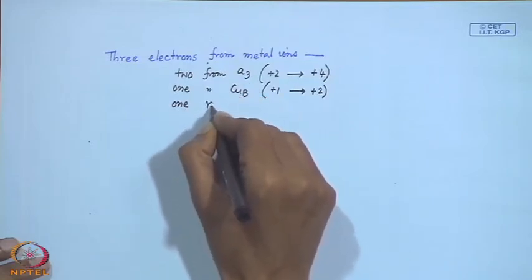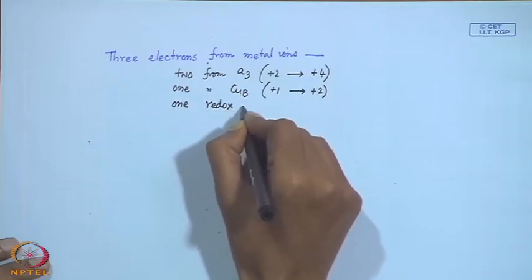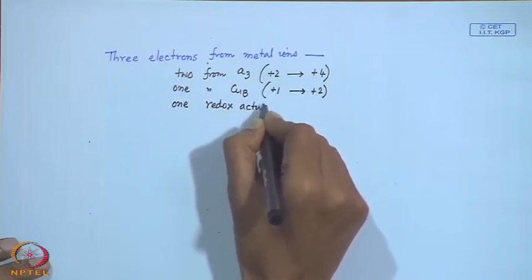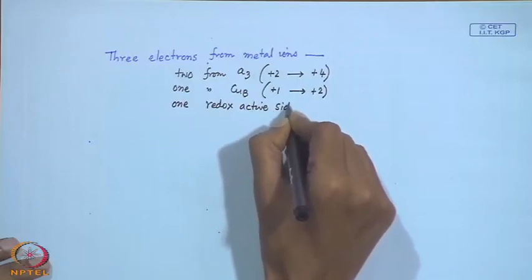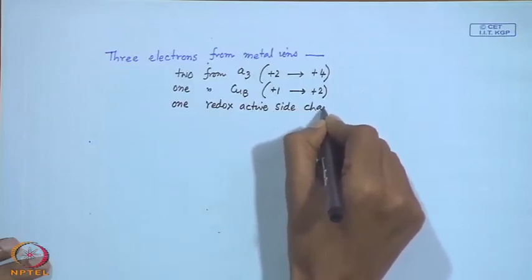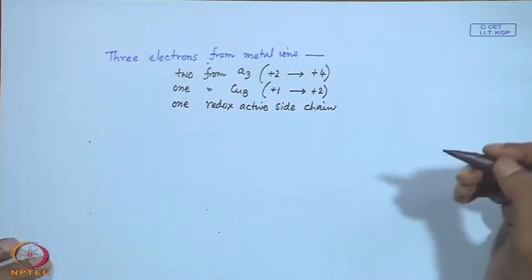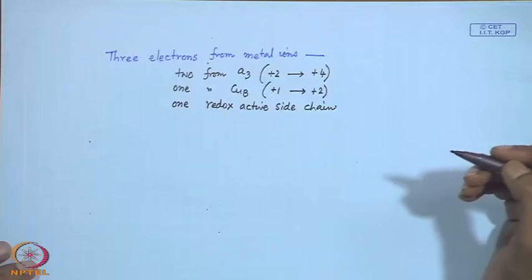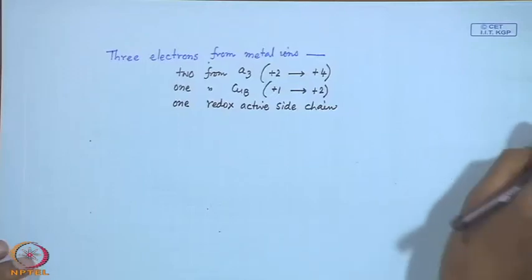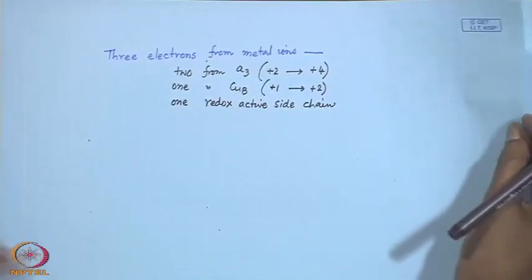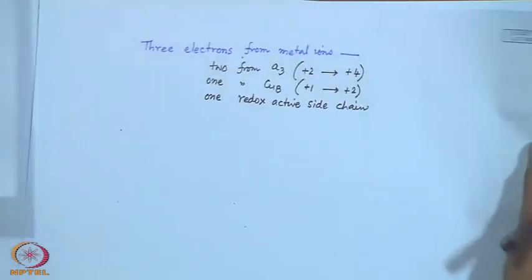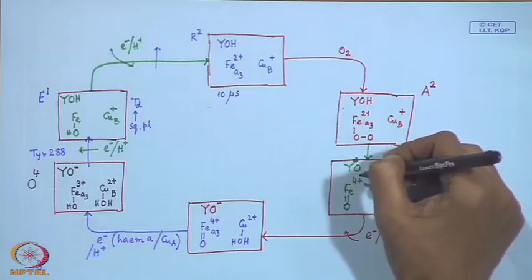is from the redox active side chain, that means the tyrosine residue, because this sort of activity based on the redox active side chain is also known for some other important molecules. So, if we go back to the cycle again, we will see that when we have all these, that means if we consider that no, this is not forming.